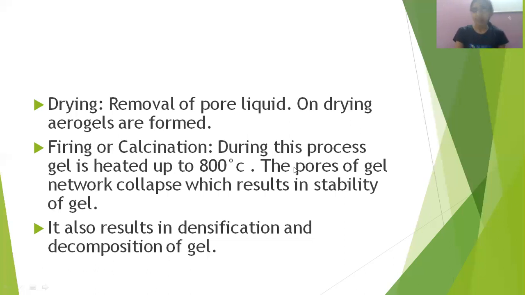Once the drying is completed, we are going to heat the gel at 800 degrees Celsius. When you heat the gel at 800 degrees Celsius, the pores which are present in the gel will actually collapse and the gel becomes stable. This firing or calcination, that is heating the gel at 800 degrees Celsius, is performed in order to maintain the stability of the gel. After the calcination, it also results in the densification and decomposition of the gel. So these are the steps in the sol-gel process.